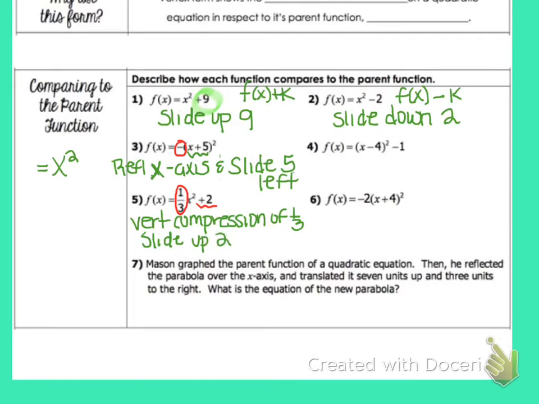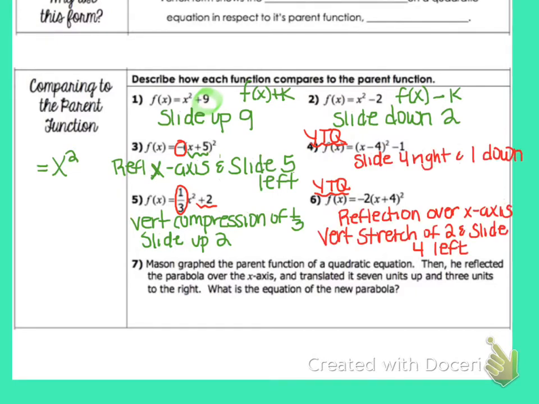So let's go ahead and pause now, and we will set 4 and 6 to be you try questions, just asked to, again, describe the transformation that's going on and compare it back to the parent function. So go ahead and pause the video now and complete 4 and 6 as you try questions. Well, thank you for giving those two a try. Take a second to check your answers, and be sure to make a note if you have any questions.